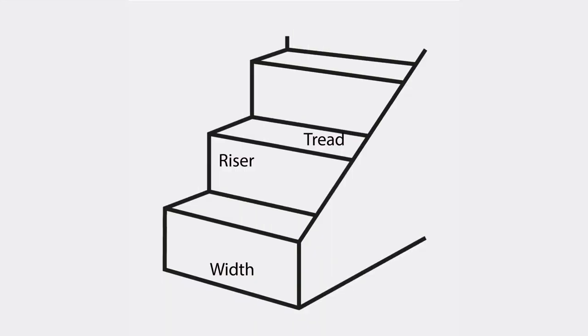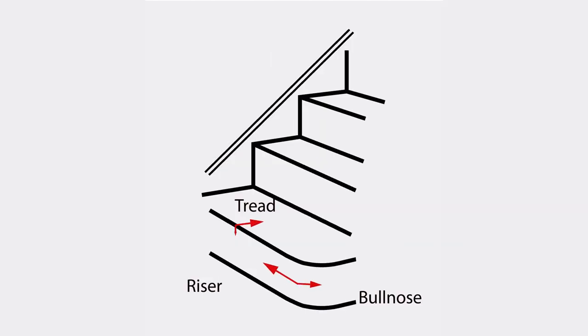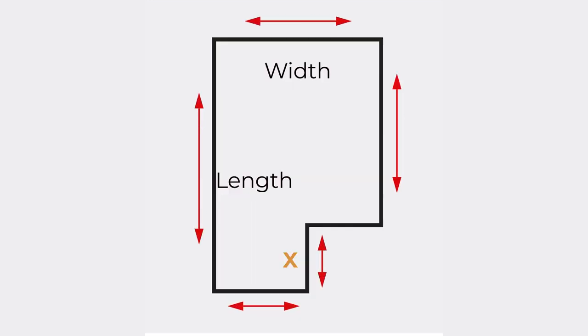Before we begin, it's important to know what the different parts of the stairs are called. The basic components of stairs you'll need to know are the tread or step, the riser, and the landing. Your stairs may also have bullnose, which is a larger step with a slight curve that is sometimes found at the bottom of staircases. It's important to take accurate measurements of your stairs, and the method for this will vary slightly depending on which type you have.